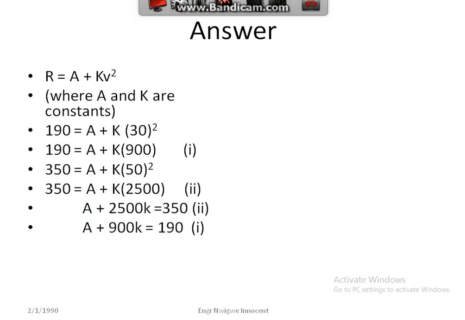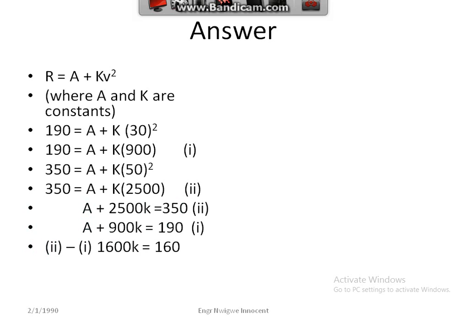Equation 2: A plus 900k is equals to 190. We subtract equation 2 from equation 1. A will now be eliminated. Then we'll be left with 2500 minus 900, which will give us 1600k, which is equals to 350 minus 190, which will give us 160.